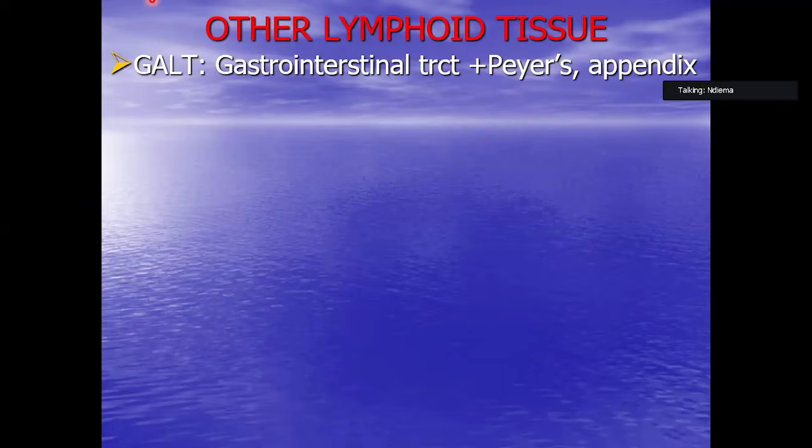We also have a part of the mucosal tissue that is distributed in many other areas. So we refer to this as mucosal associated lymphoid tissue. Remember, when you talk about mucosal associated lymphoid tissue, this is associated with the mucous membranes. A mucous membrane is a lining that opens to the outside.